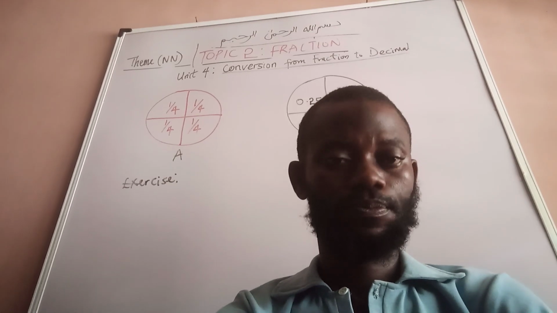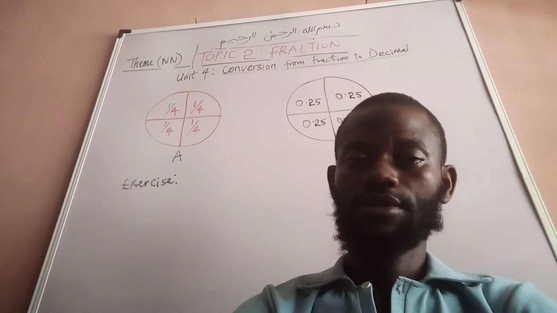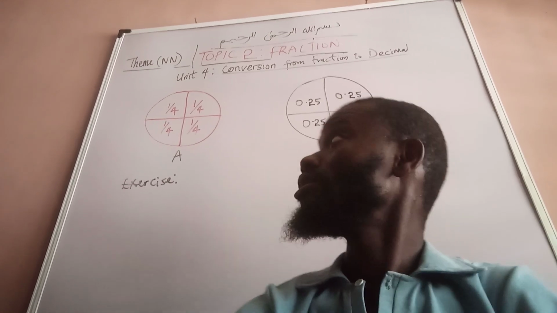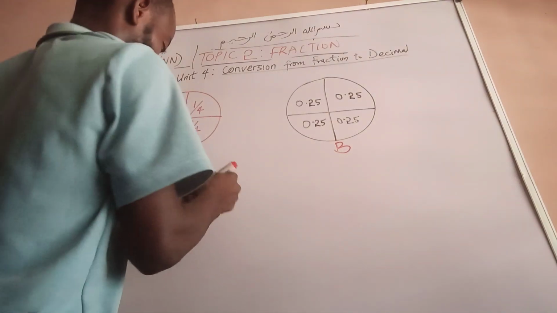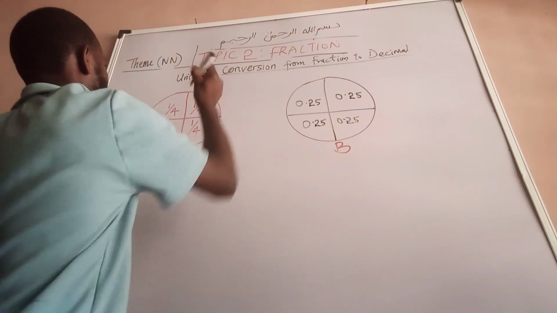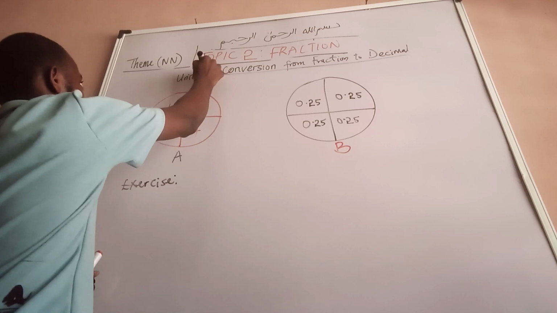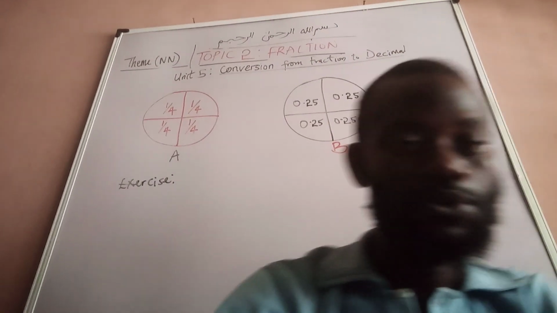Welcome back to our session, which is in Unit 5 of fraction. We are now in Unit 5 of fraction, and today we'll be talking about conversion of fraction to decimal.